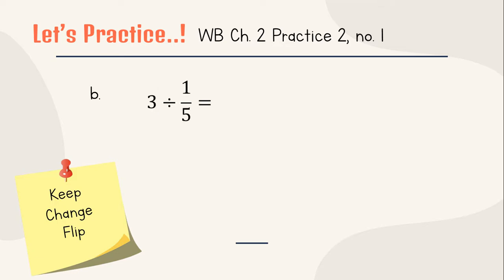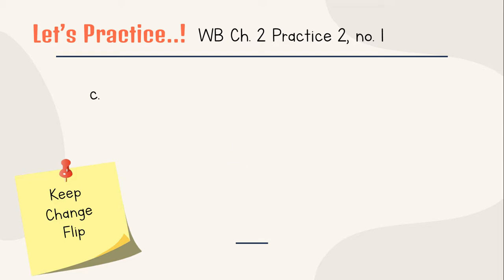So look at B. 3 divided by 1 per 5. Keep, change, flip. What must we keep? 3. What must we change? This division symbol, we change it into multiplication. After that, flip it. So now what we have, 3 times 5 equals 15 per 1 equals 15.